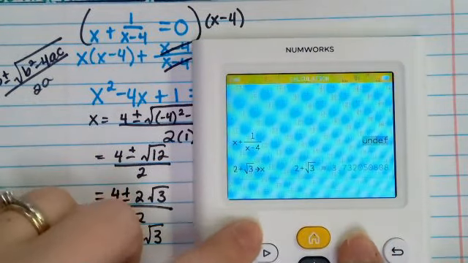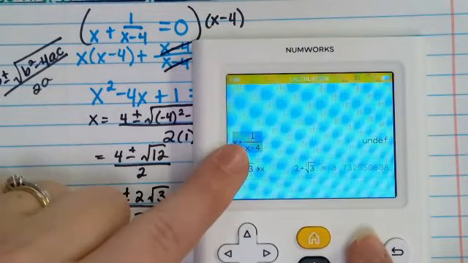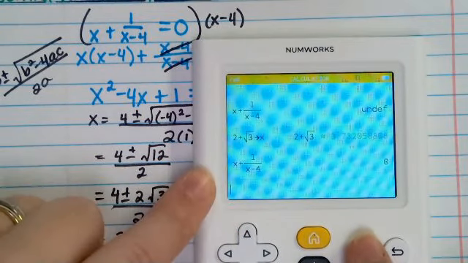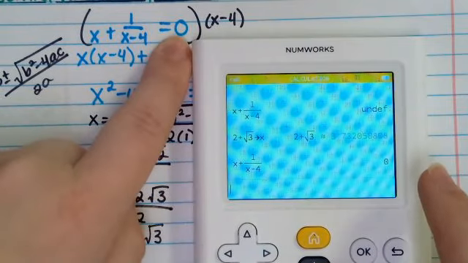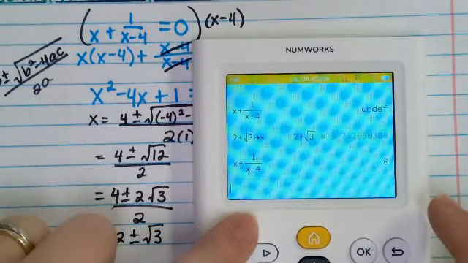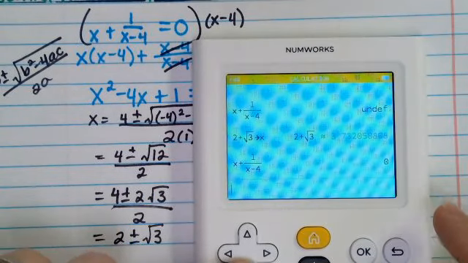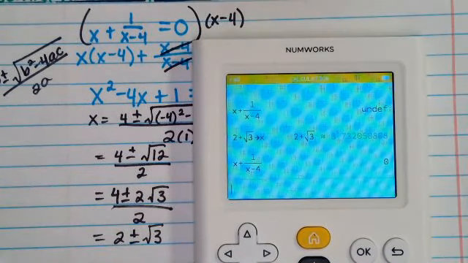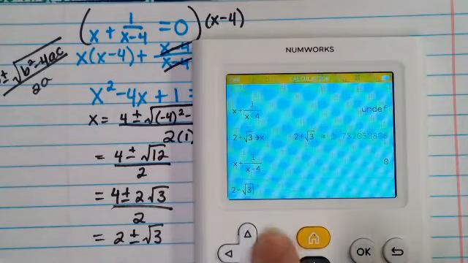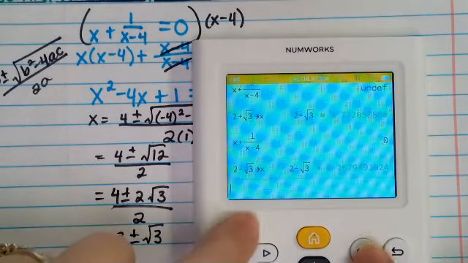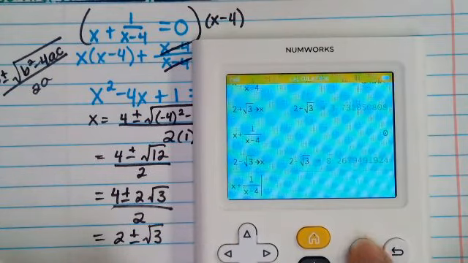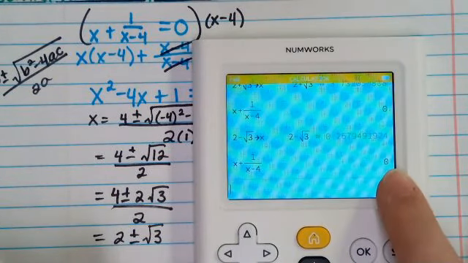So I'm going to go back up and grab that equation, hit OK, OK, and it comes out to be 0. That's what it was supposed to equal, right? Okay, the next thing I'm going to do is tell the calculator, well, that's cool, 2 plus the square root of 3 worked. What about 2 minus the square root of 3? Do the same thing and go back up and grab the equation, and it also is giving me 0.